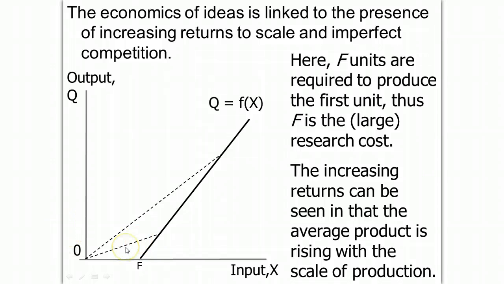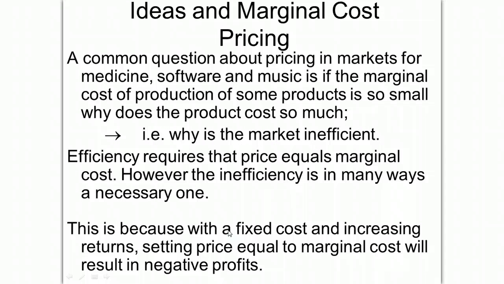As you increase output, as you go up along the production function, you will see that the slope of the line has to increase. We just have two points marked out here. If we had a further point up here, the slope would be larger again. So as you increase output along this production function, average product increases. There are increasing returns to scale. Average product is increasing. So why is this?